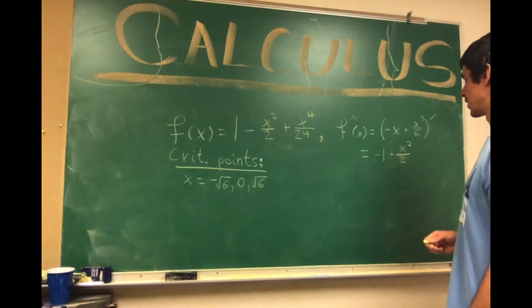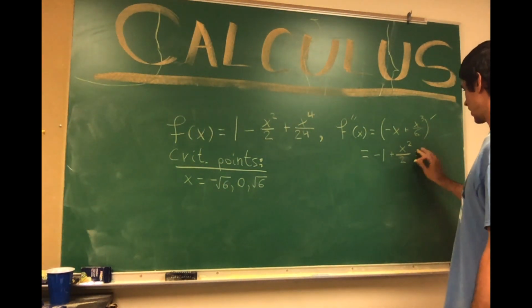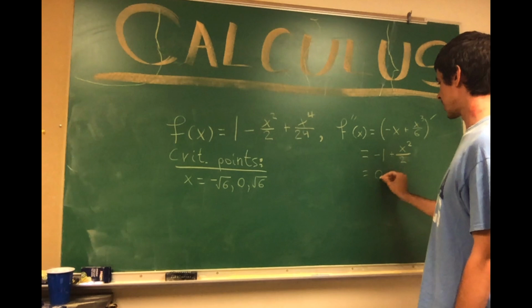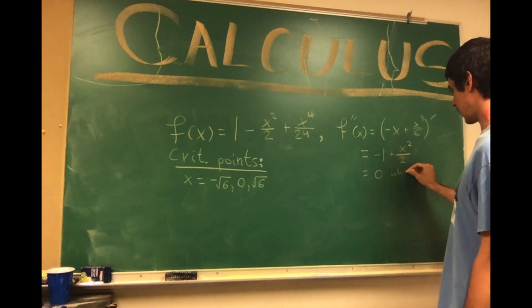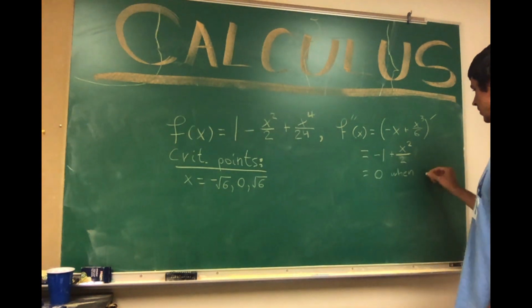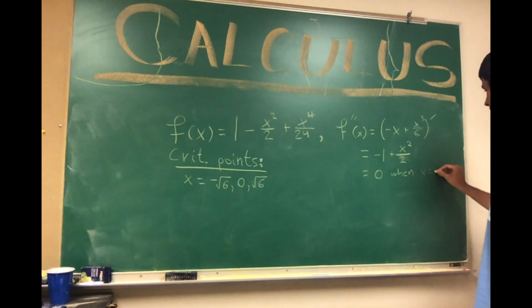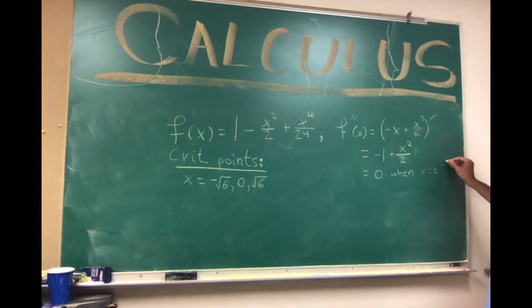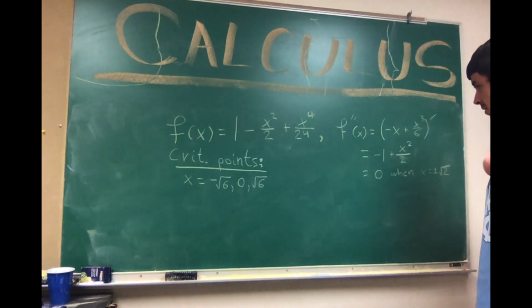And so this equals 0 when x equals plus or minus the square root of 2.